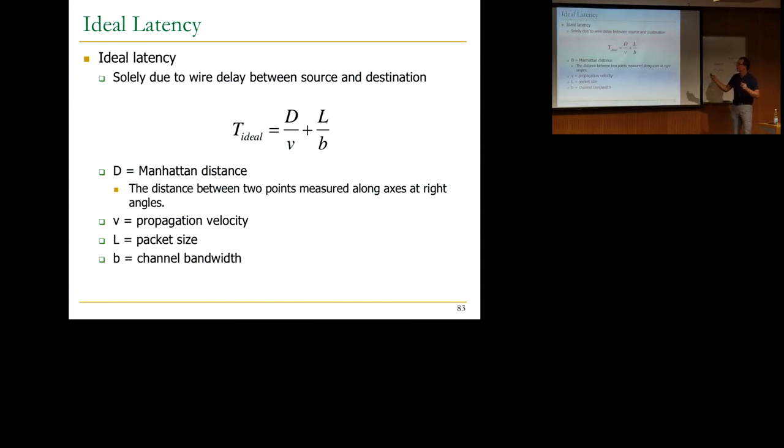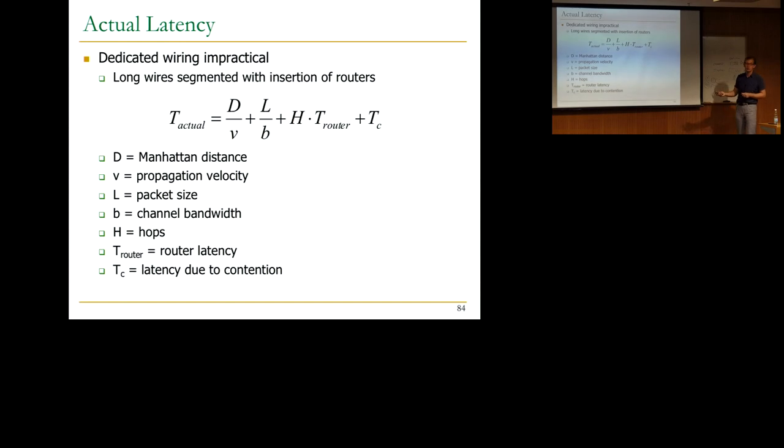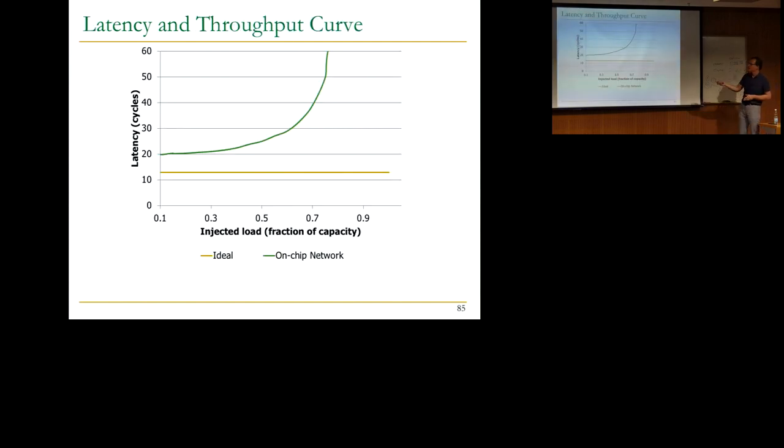Actual latency is much worse, because you don't have dedicated wiring. You have long wires segmented with the insertion of routers, and your actual latency looks like this. Basically, you have the number of hops times the router latency, plus the latency due to contention. So in addition to this ideal latency, you have more latency on top of it. So the latency-throughput curve looks like this, basically. Ideally, you would like this. But in a real network, it's a zone chip, but it doesn't matter.